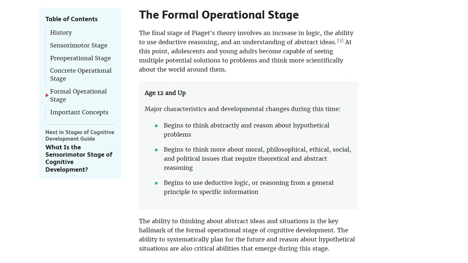Begins to use deductive logic, or reasoning from a general principle to specific information. Well, I mean, considering math is just a system of deductive logic, and considering how much trouble you have with it, I don't know, man. You don't seem to be a fan of deduction either way, judging by your occasional comments on it.